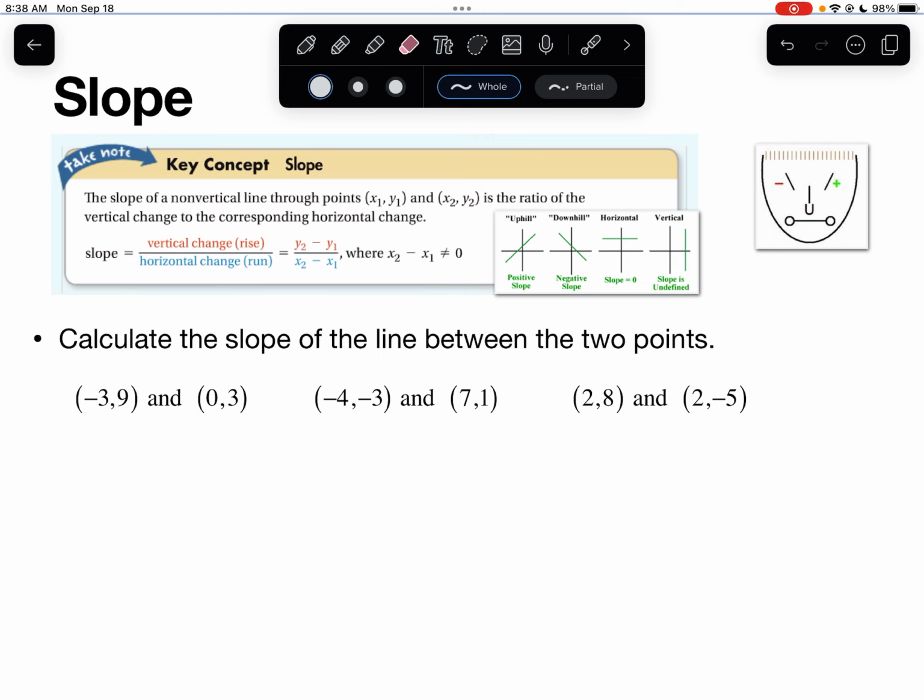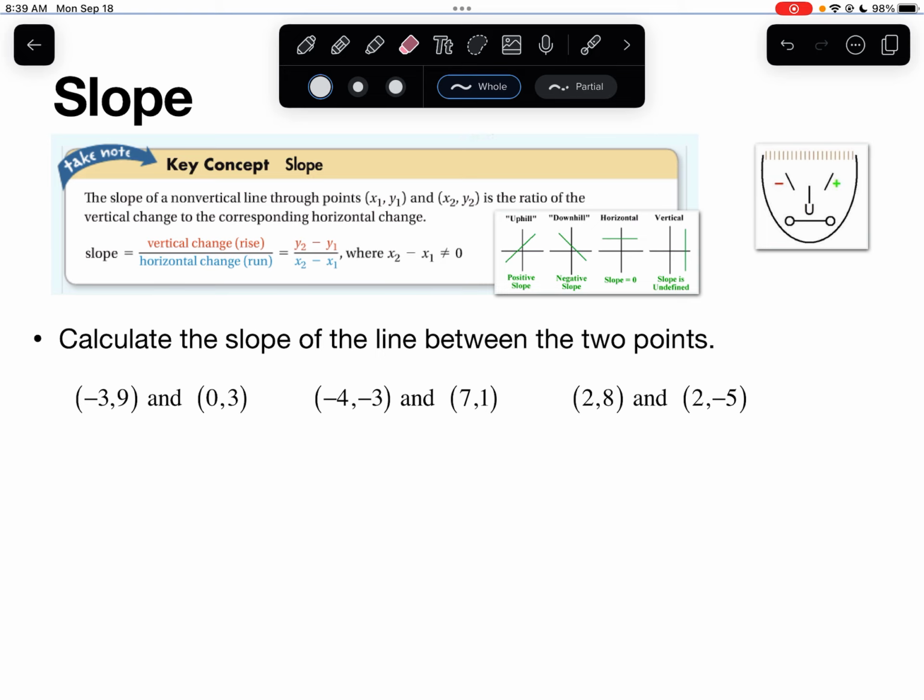Now, the image on the right-hand side, the little cartoonish looking character, is just a way to memorize those slopes. We got a negative slope going down to the right, positive slope going up to the right, a U underneath his nose there, an undefined slope is a perfectly vertical line, and a slope of 0, the dimples by his mouth there, would be a perfectly horizontal line.